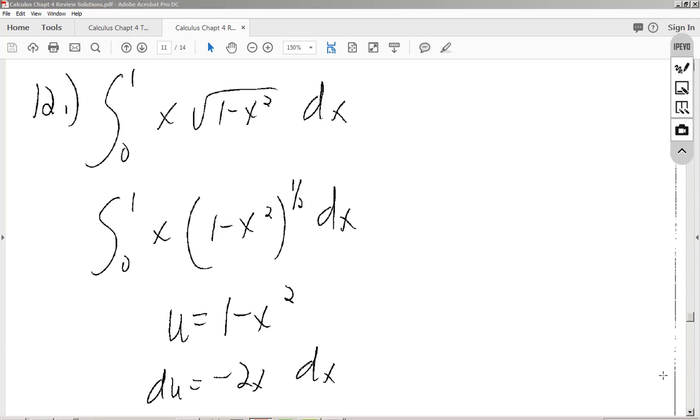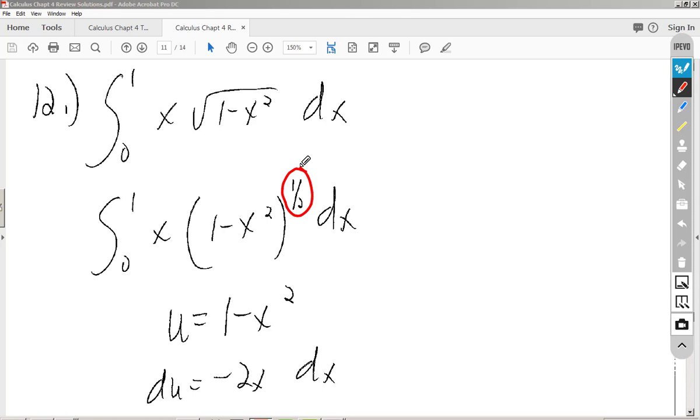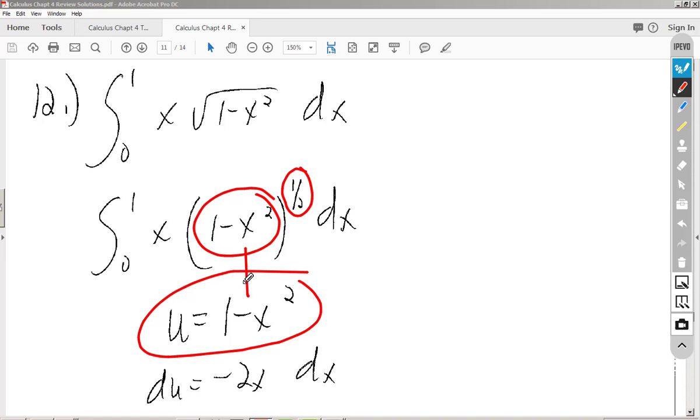Okay, on problem number 12, it wants us to go ahead and evaluate the integral from 0 to 1 of x times the square root of 1 minus x squared. So the first thing I'm going to do is use my algebra to change that square root sign to a half power. This kind of reminds me of what I can do. I'm going to use my u substitution. So using your u substitution, you're going to let u equal that part of the equation that has the highest power, so that's going to be 1 minus x squared.